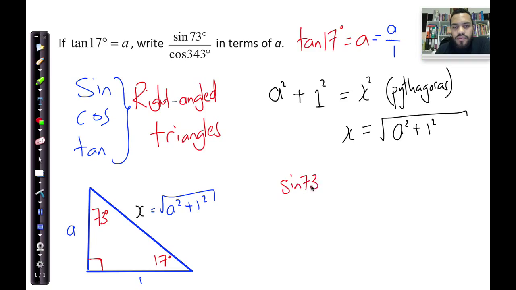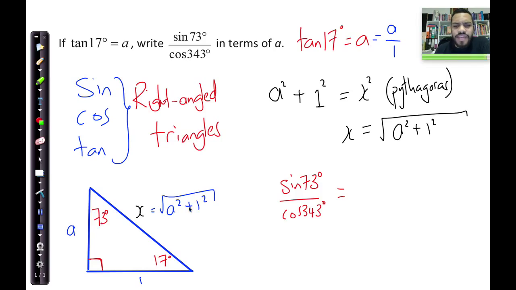sin 73 over cos 343. Now sin 73 is an angle that is less than 90 already, and seeing that it's less than 90, can I read it off directly from the diagram? The answer is yes.